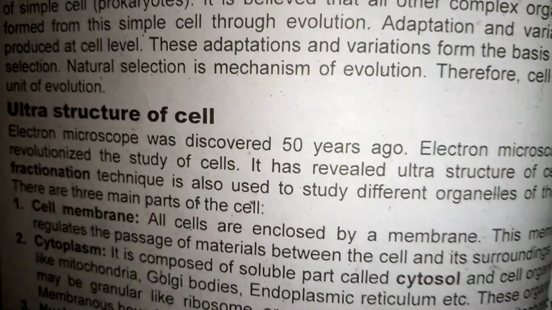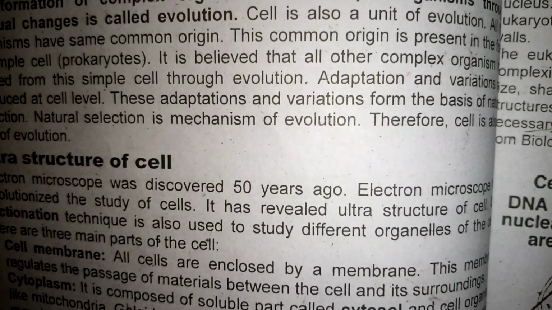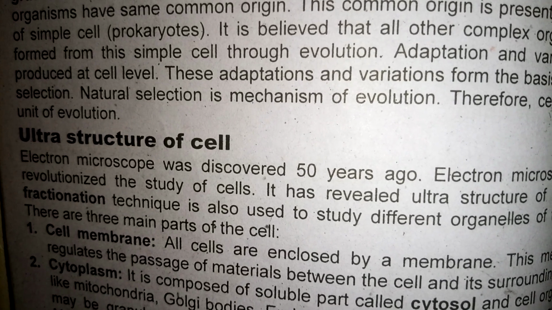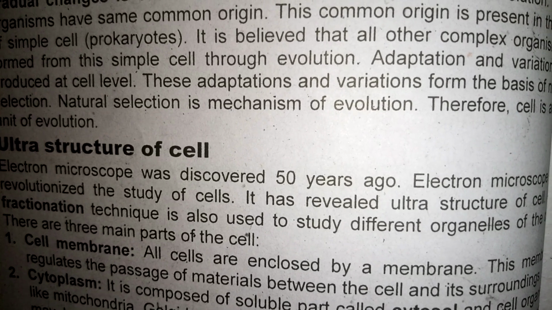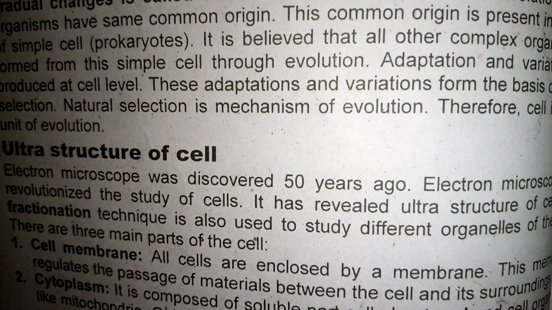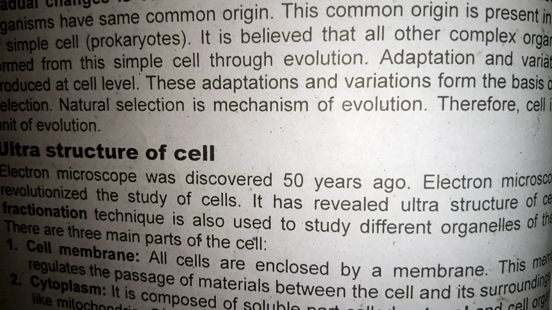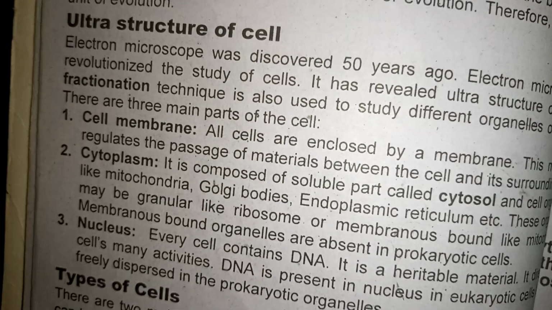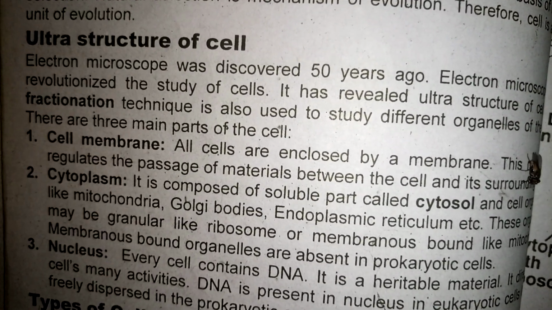Ultrastructure of cell. The electron microscope was discovered 50 years ago. The electron microscope revolutionized the study of cells. It has revealed the ultrastructure of the cell. The fractionation technique is also used to study different organelles of the cell. There are three main parts of the cell: cell membrane, cytoplasm, and nucleus. First of all, we discuss the cell membrane.